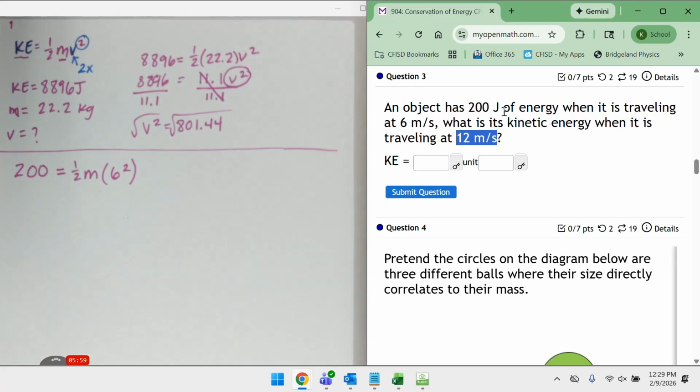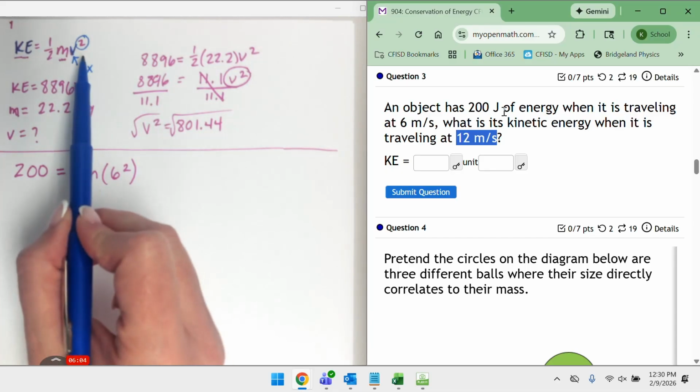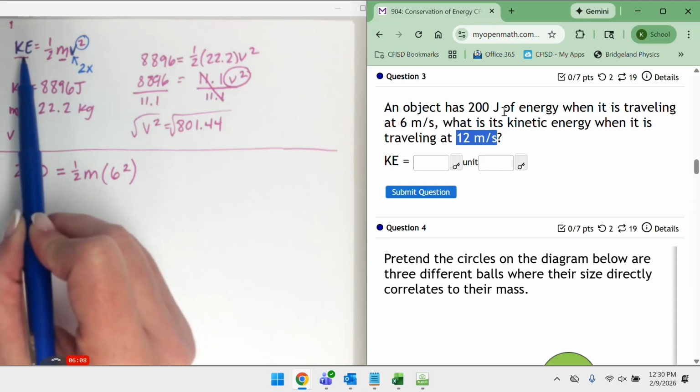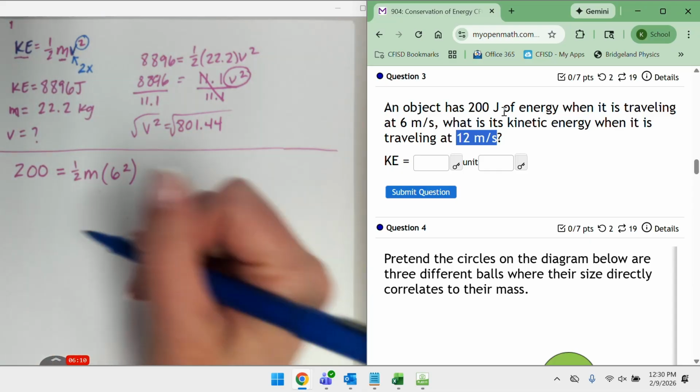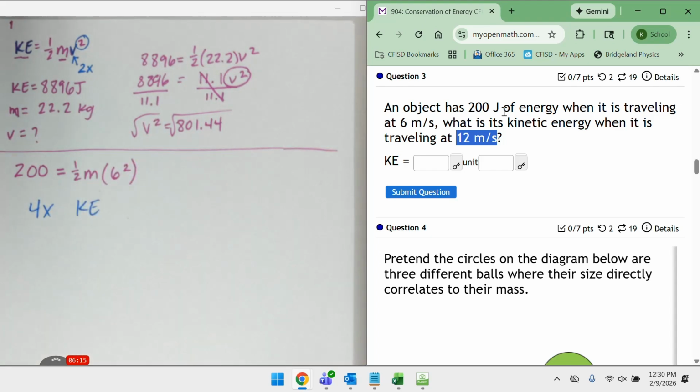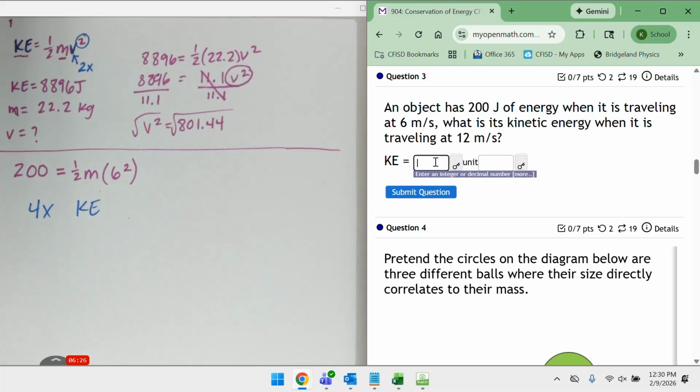This is a squared relationship. Whatever you do to the velocity, it's going to be squared. So if you have double the velocity, it's going to increase your KE by 2 squared, or 4 times the amount of KE. The original amount of KE in this question is 200 joules. So you're going to have 4 times that amount because you're traveling twice as fast, and the relationship is a squared relationship. 4 times 200 is 800 joules.